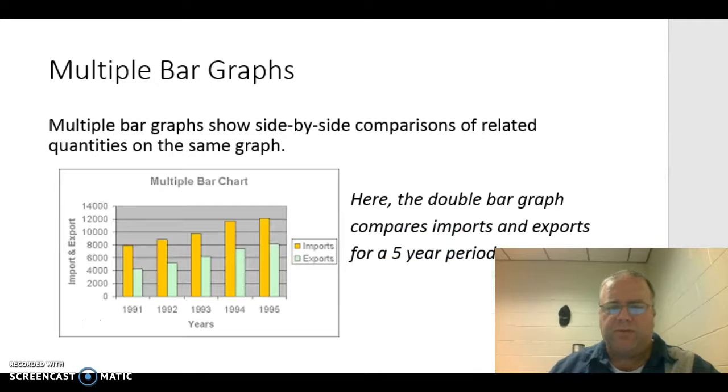We can also do what's called a multiple bar graph. This is where we have more than one item that we're comparing side by side. You can see an example of it here where we're comparing both imports and exports for each one of these years. That might be significant if we're trying to see if we're importing or exporting more in a given year. If I was looking at this multiple bar chart, which is actually a double bar chart, I could see that I'm importing a whole lot more than I'm exporting. So that would give me some very useful, viable information.